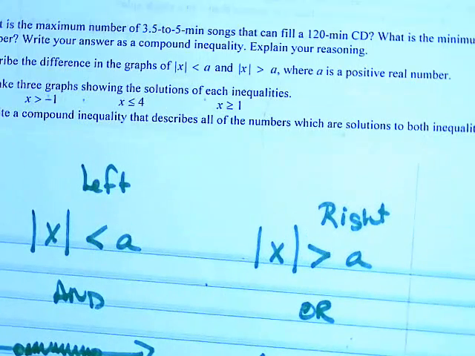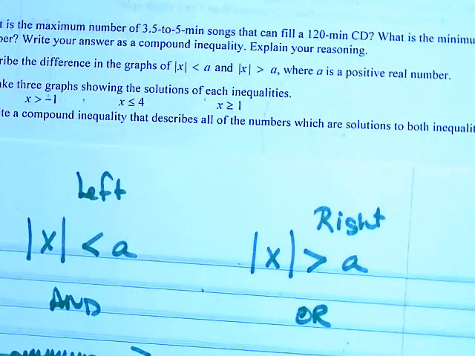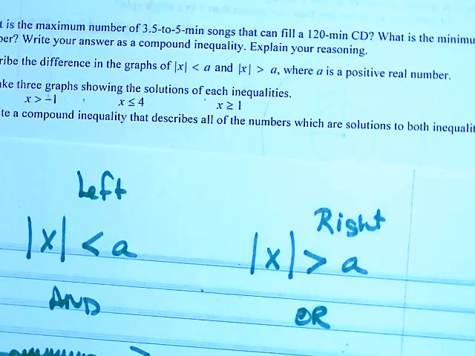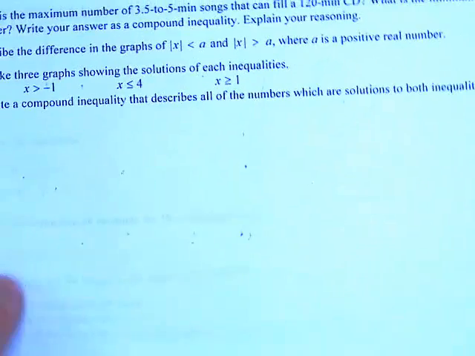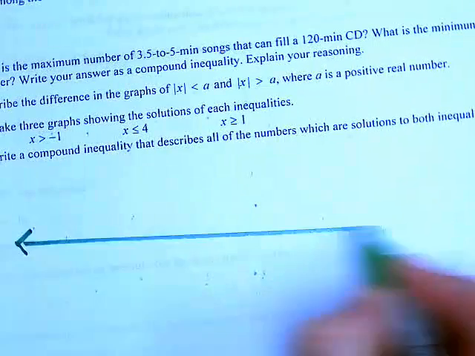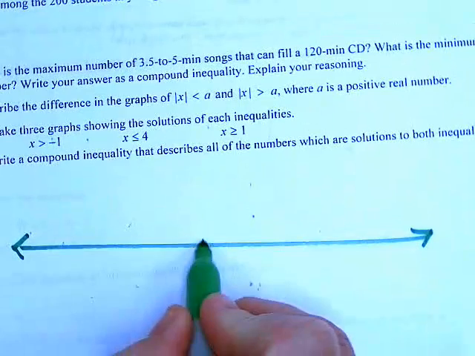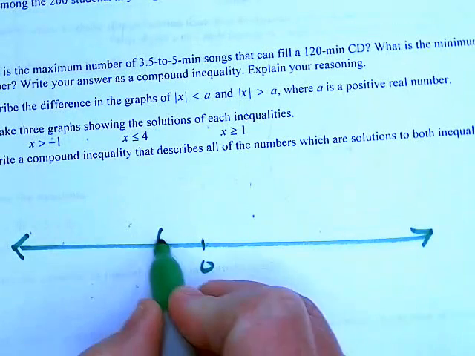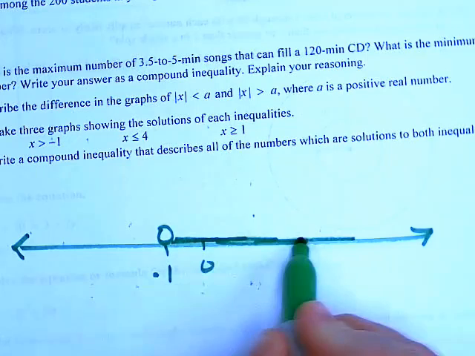Make 3 graphs. Write a compound inequality that describes all of them. So let's see here. 3 graphs. X is greater than -1. There's 0, there's -1. Open circle, shading to the right. That's the first one.